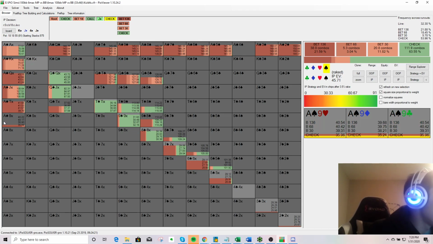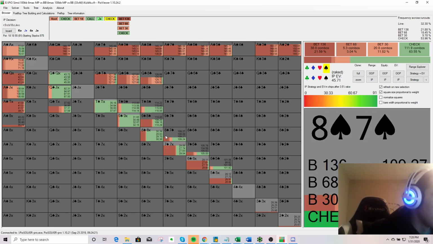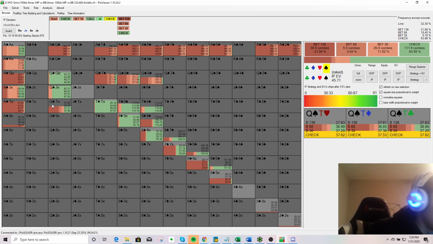Ace 9 the same. Ace 9 off from MP, I guess. Yeah, that is open at some frequency. I don't know if I open ace 9 off from MP. I don't think I do generally. Queen 10 with a spade wants to overbet.